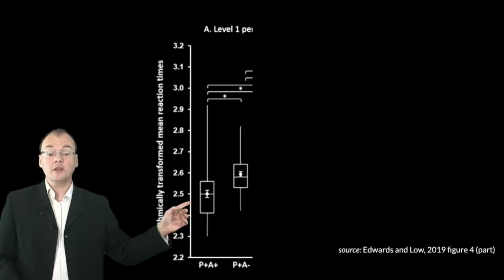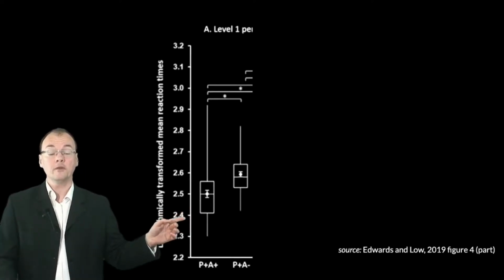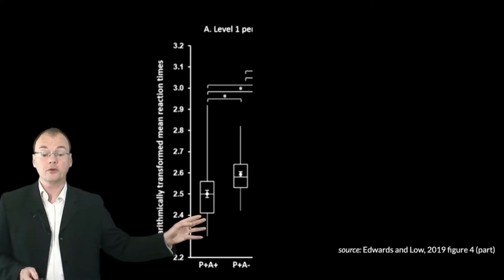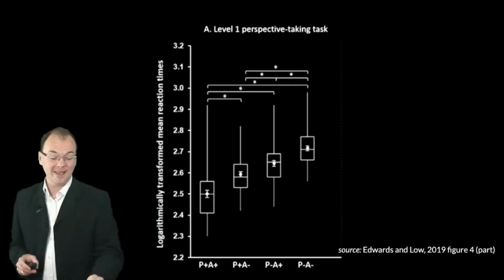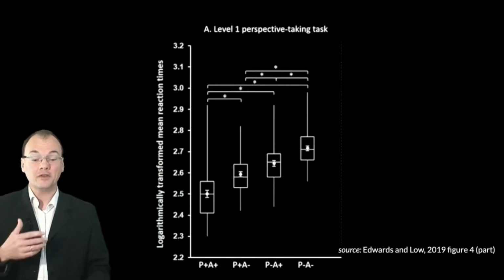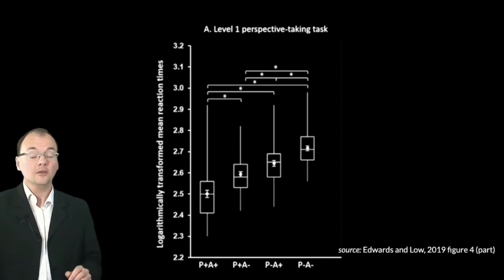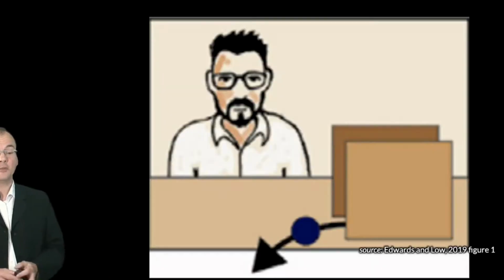You're significantly slower when Jason has a false belief compared to a true belief, regardless of whether your belief is true, as in this pair, or when your belief is false, as in this second pair here. You're still faster when Jason's belief is true than when Jason's belief is false. So that's nice. Here's the second thing we can do with this paradigm.